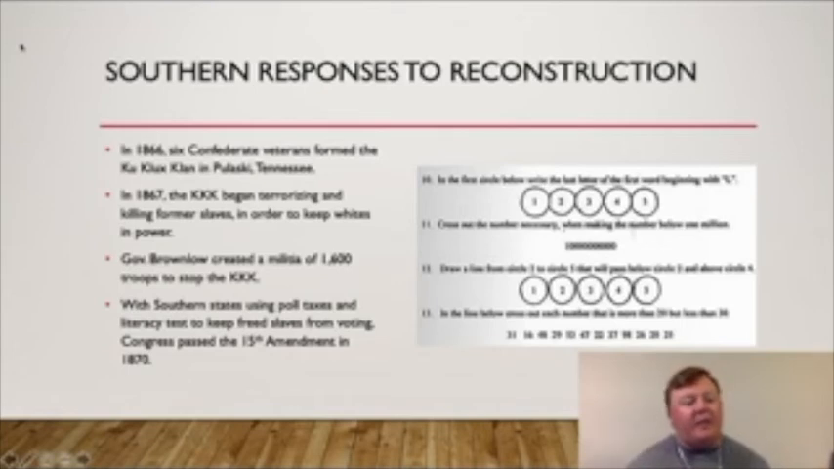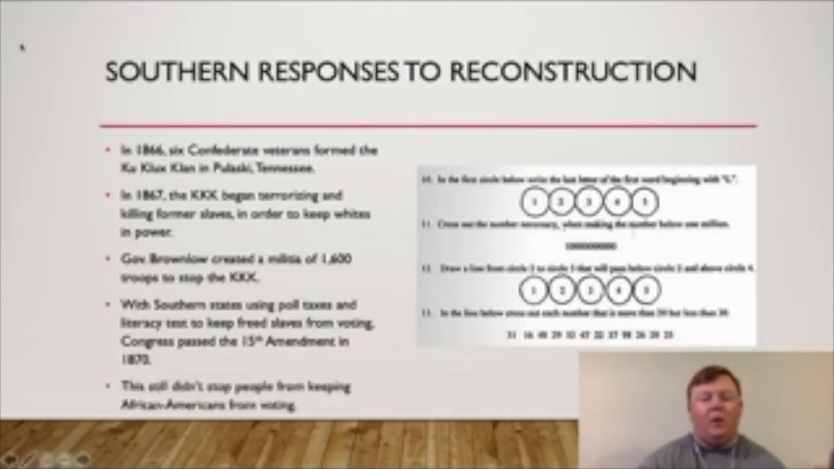We talked about that in chapter 22, where people could not be kept from voting because of their race, color, or being a former slave. This still didn't stop people from keeping African Americans from voting.